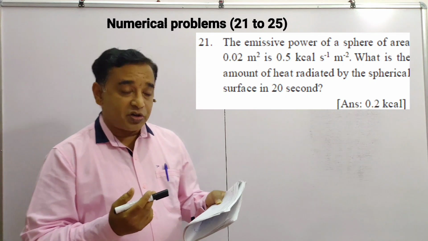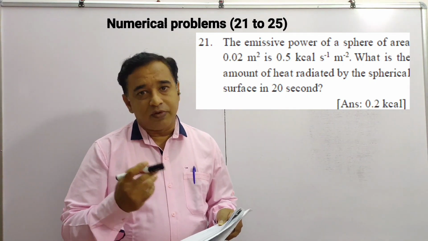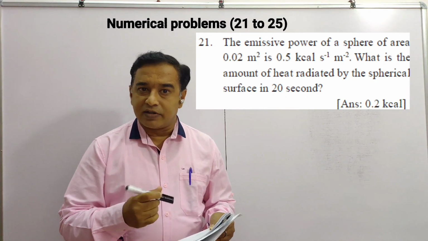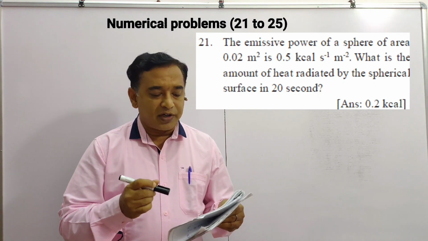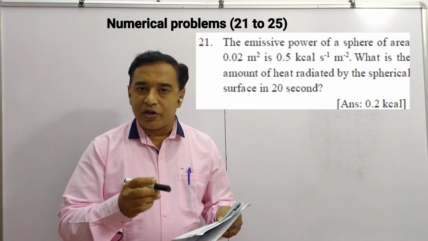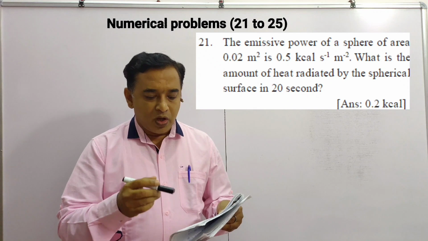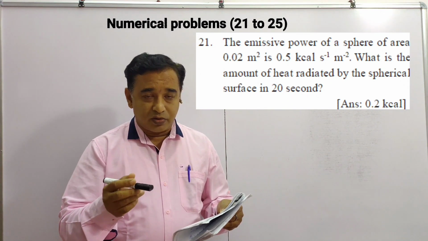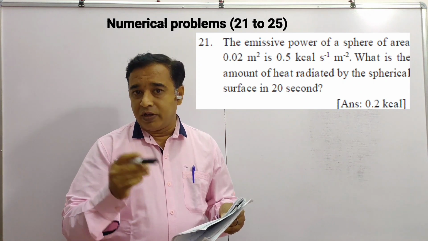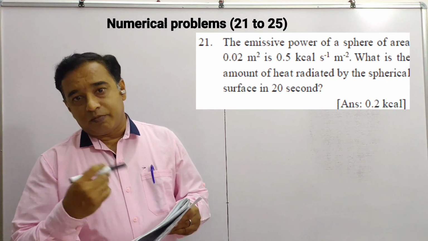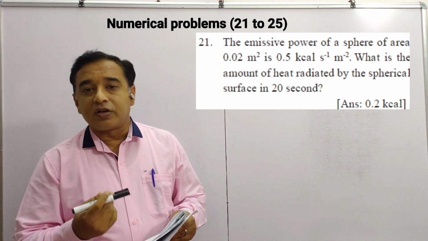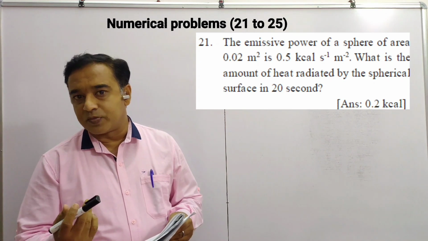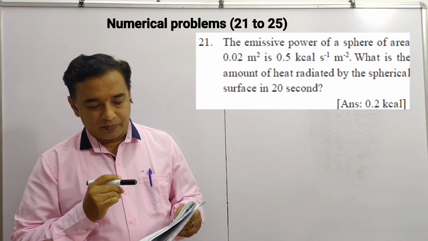So the amount of energy which is radiated, that we need to calculate. Let us calculate that one. Before that, what is given? The area is 0.02 meter square. What do we need to calculate? Q, the amount of radiation that will take place within 20 seconds. Time is also given.